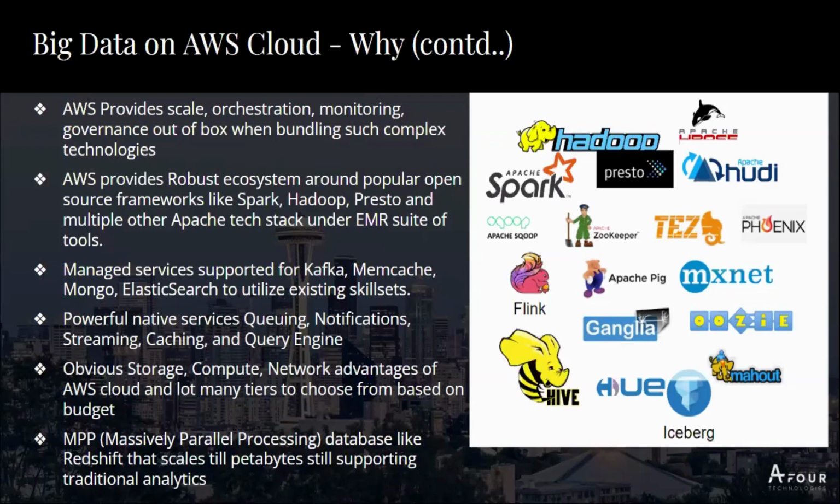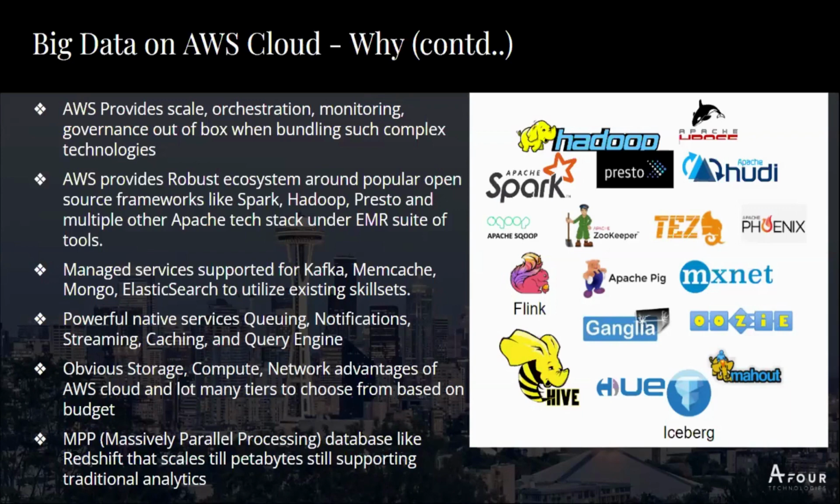And on top of that, there are obvious benefits of having different tiers of storage, compute, and network available on AWS, which helps us. In addition to this, AWS does have their own innovation in terms of very purpose-specific databases like Redshift, which are massively parallel processing databases. If we have that kind of scale of petabytes or terabytes to support querying at a very performant level, then those options are supported as well.